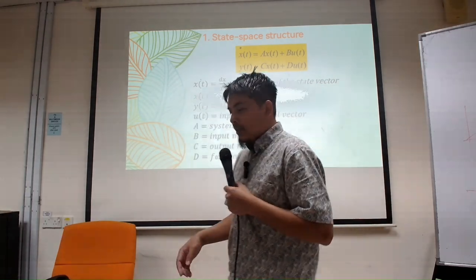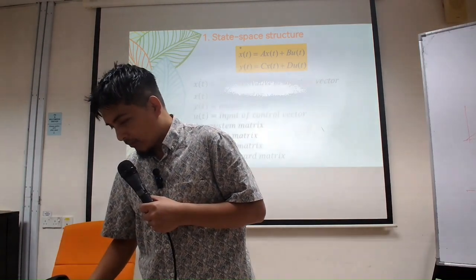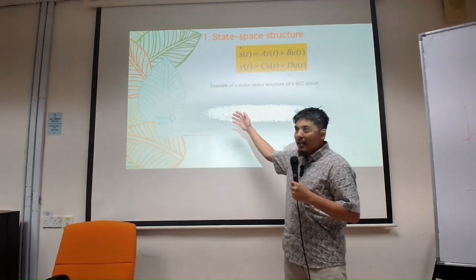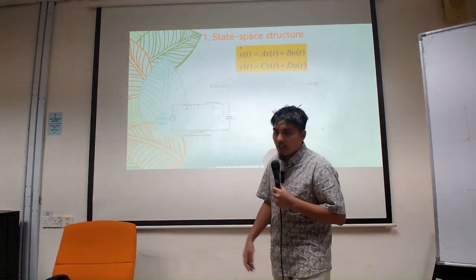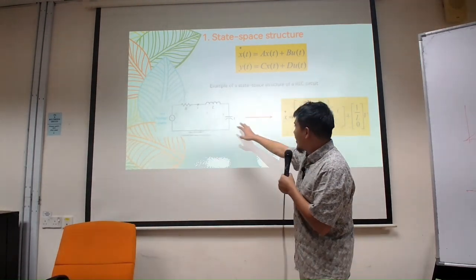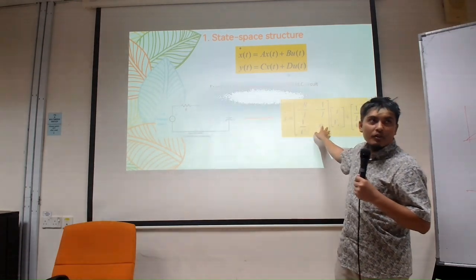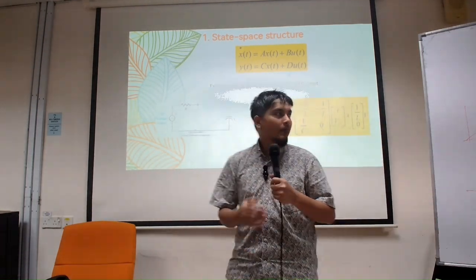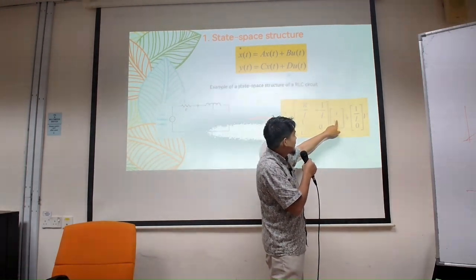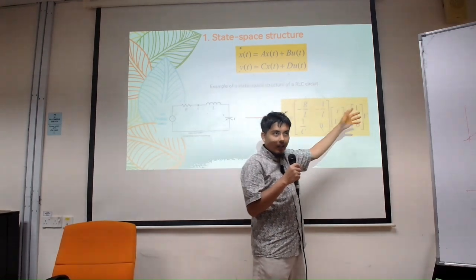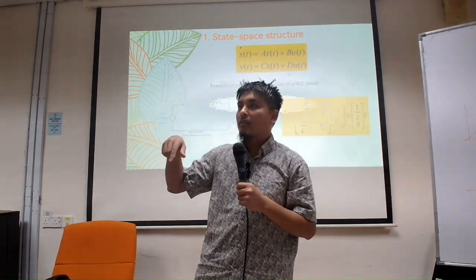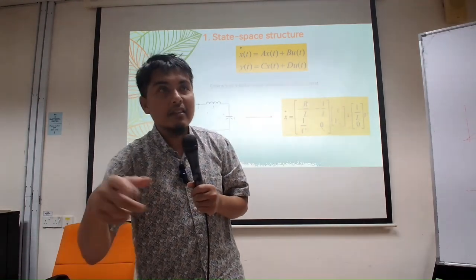So after you finish the first half of this course, given an RLC circuit, you must be able to convert this RLC circuit into this equation. So this is x dot, this is A, this is x plus Bu. I will explain how to get this on Thursday. Okay, this is just an introduction.